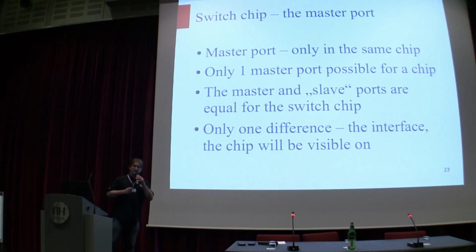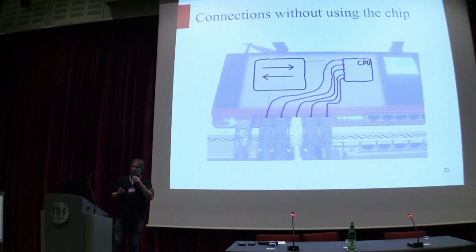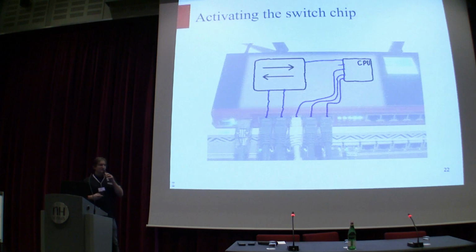And the ports, the master and slave, let's call them slave ports, are totally equal. There is no difference between Ether 1 and Ether 2 in my example. They are just equally connected to the switching chipset. The only difference between master and slave is what interface the CPU will see connected to the chipset.